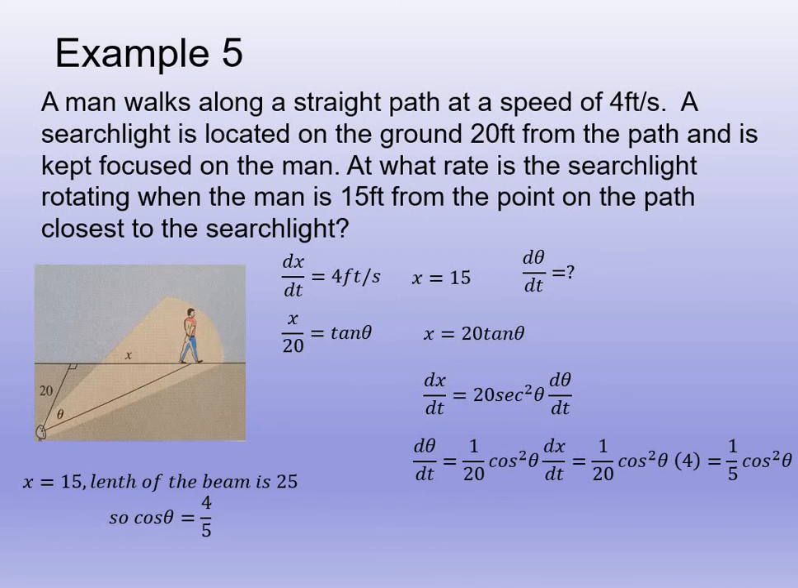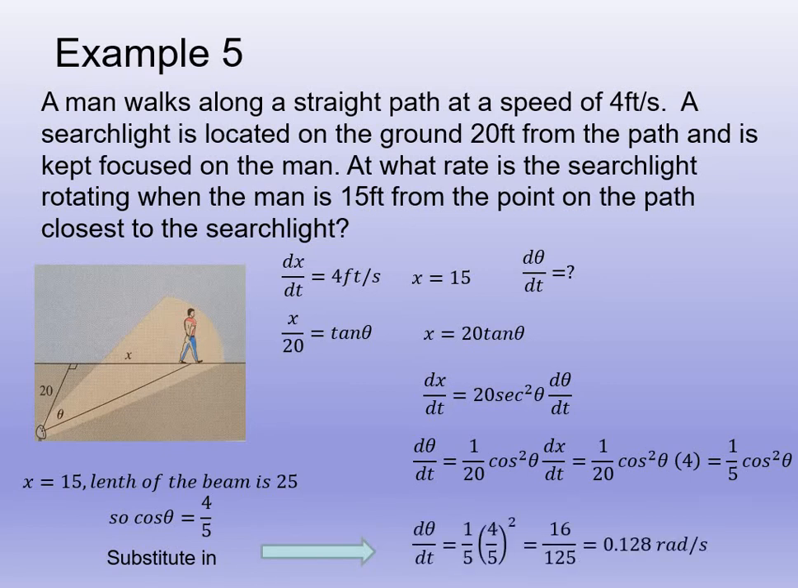If we know that x is 15, the length of the beam is 25, so we can conclude we want to use cosine of theta now, because we don't need the tangent. We could have used tangent and worked through a little earlier. But if we know cosine of theta is 4/5, we can do cosine inverse of 4/5 and that'll tell us what theta is. We don't need to do that though, because we can substitute in the value of cosine based on our trig ratio.